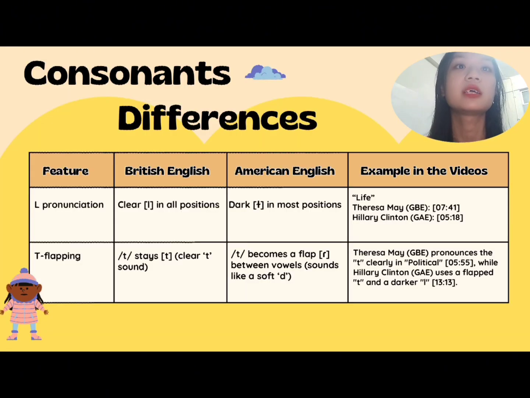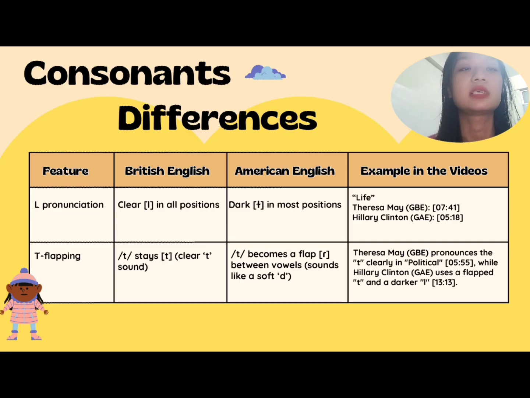However, we also find some notable pronunciation differences. The L sound provides an interesting case, where British English maintains a clear L in all word positions, while American English typically uses a darker one, especially in the middle or final positions. For example, we can compare how Theresa May used British English and Hillary Clinton used American English to pronounce words like life in their videos respectively.